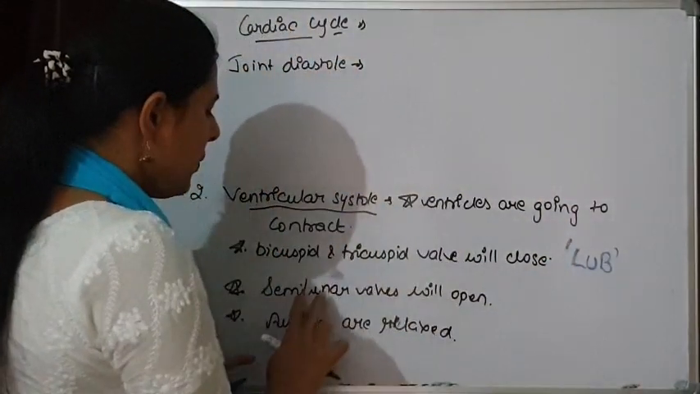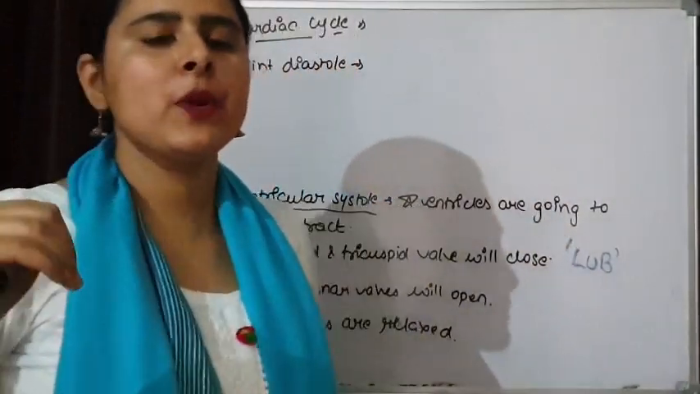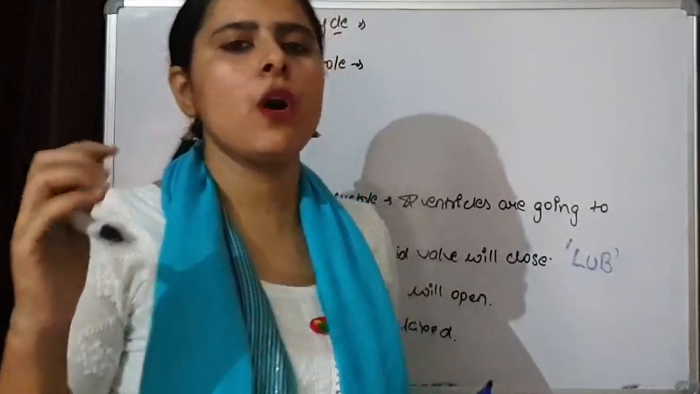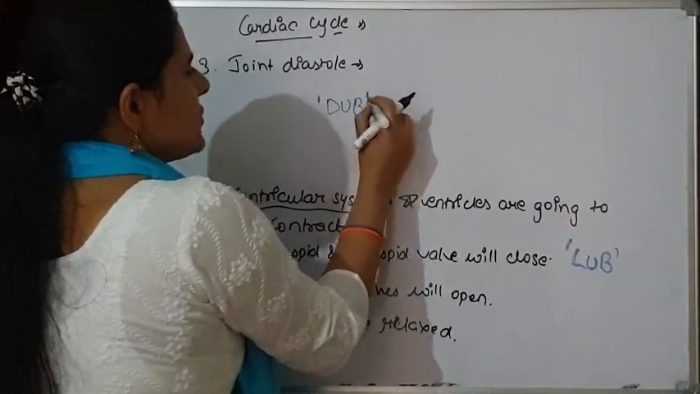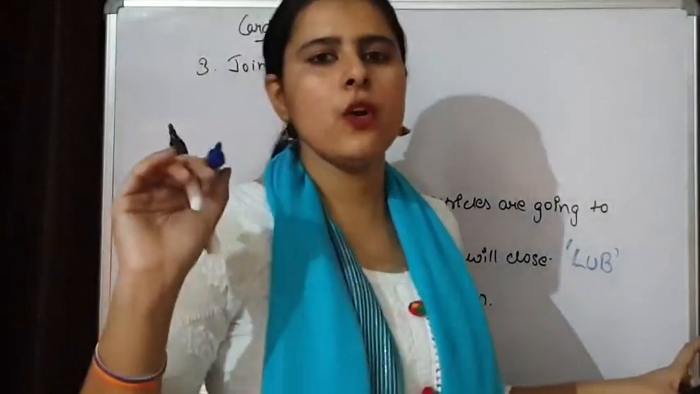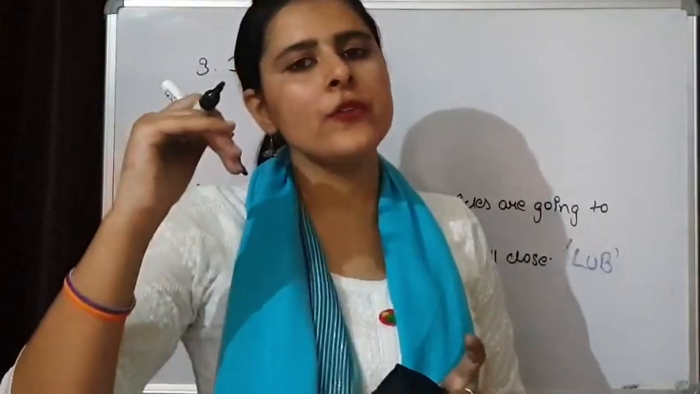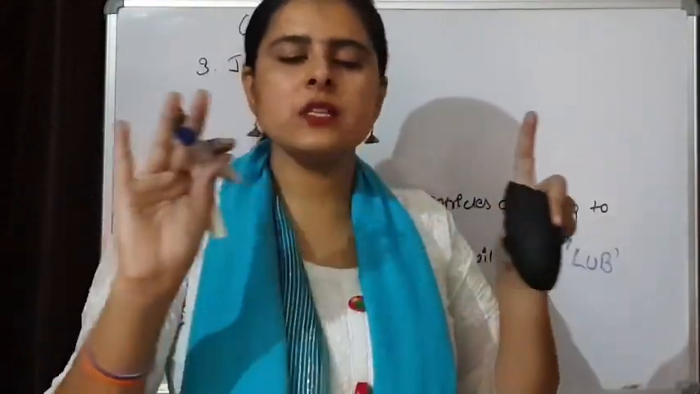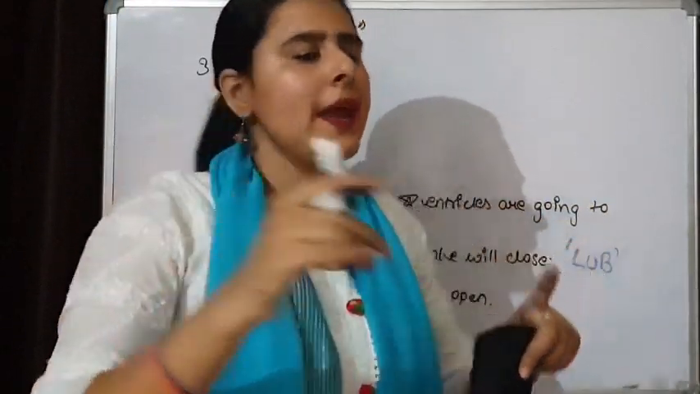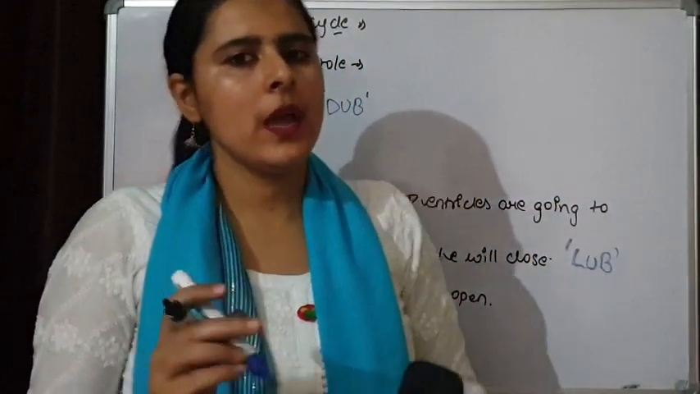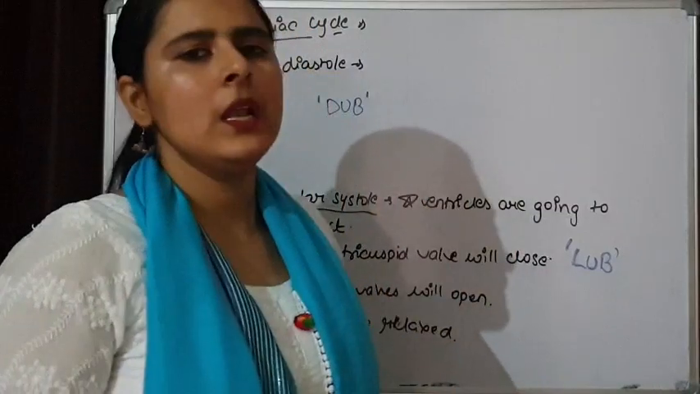Now the semilunar valves close to prevent the backflow of blood, and because of the closing of the semilunar valves, the second sound is produced, and that is dub. So the first sound is produced by the closing of the tricuspid and bicuspid valves, and the second sound by the closing of the semilunar valves. Now the heart is in a relaxed position. Again the auricles receive blood, and the same cycle happens again. So that's all for today. Next we will discuss the difference between lub and dub.